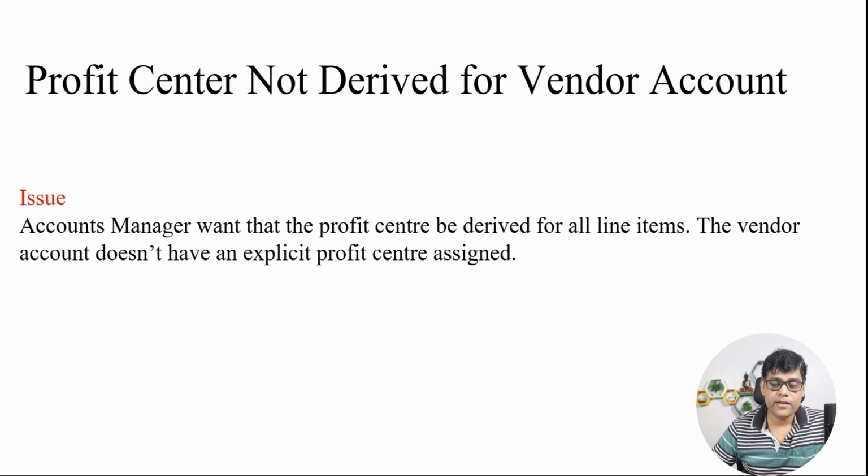Okay, now coming to the next error: profit center not derived for your vendor account. Okay, so this is another error. If we check the issue here, the accounts manager wants the profit center to be derived in every line item. Business activated the profit center, and in every line item they want to see the profit center irrespective of the nature of the transaction, whether it is a P&L item, balance sheet item, whatever. In every line item, the profit center should be there. But in this case, the profit center maybe is not available here. So that is the issue.